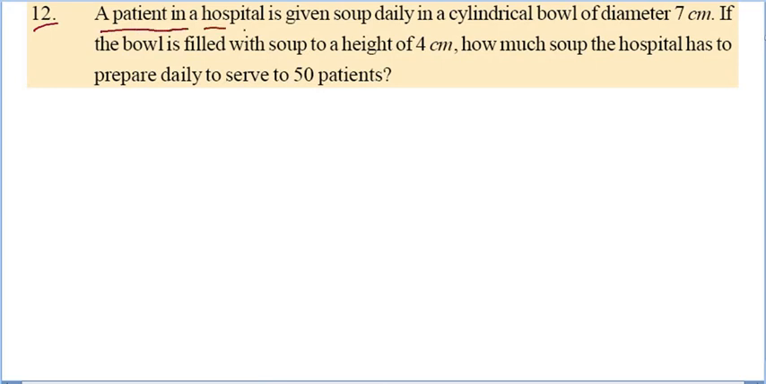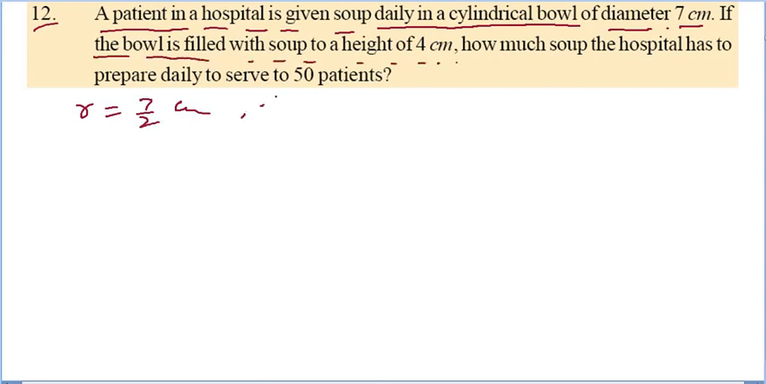A patient in a hospital is given soup daily in a cylindrical bowl of diameter 7 centimeters. So we can find the radius, 7 upon 2 centimeters, which is just half of the diameter. Now the bowl is filled with soup to a height of 4 centimeters, so h is given as 4 centimeters. How much soup does the hospital have to prepare daily to serve 50 patients? So the number of patients, n, is 50.